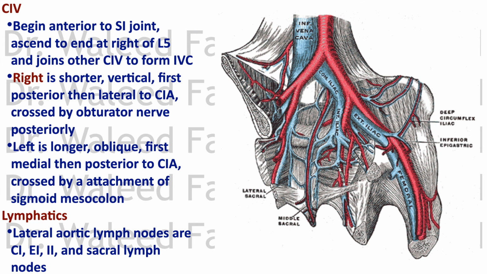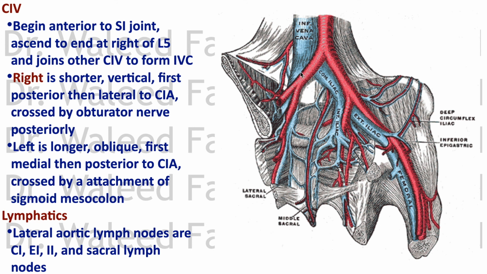The common iliac vein begins anterior to the sacroiliac joint. This is the common iliac vein. It ascends to end at the right of L5. So the inferior vena cava starts at L5, slightly lower than the L4 level of the termination of the aorta. It joins the other common iliac vein and forms the inferior vena cava behind the right common iliac artery. The right is, of course, shorter because the inferior vena cava is on the right side.